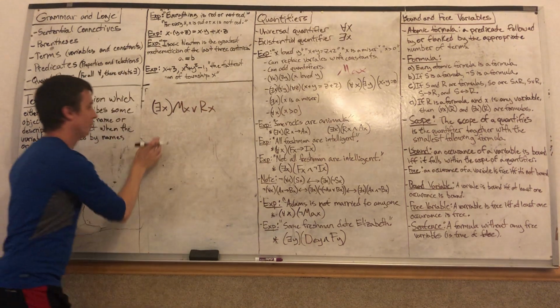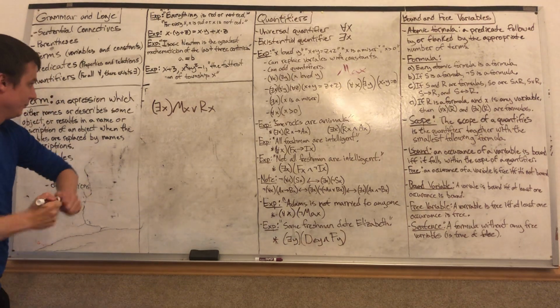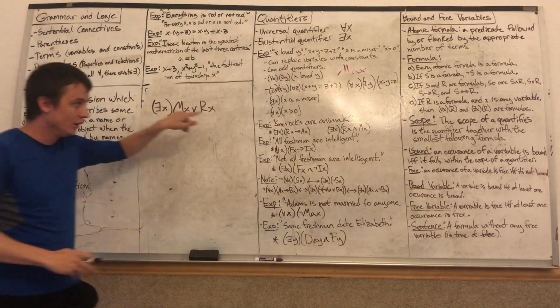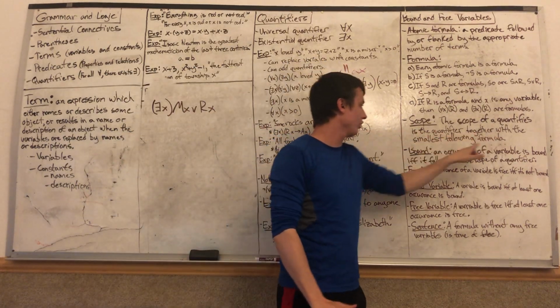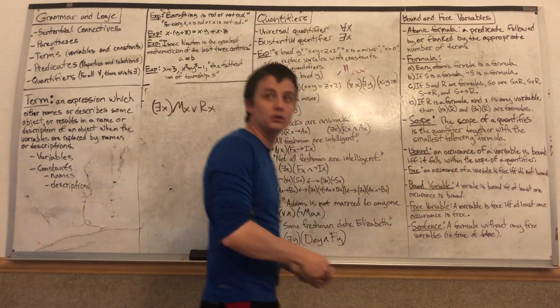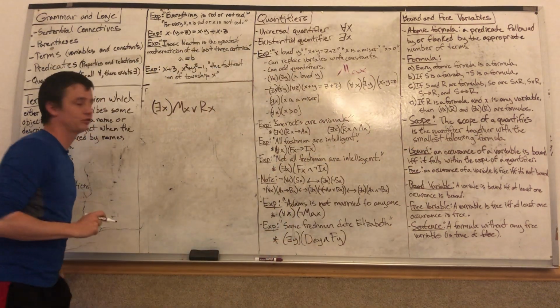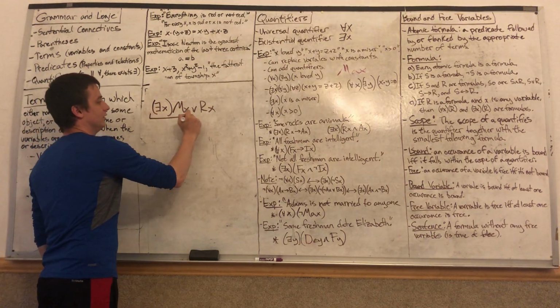Okay, so we'll look at this to understand the scope of a formula, or the scope of a quantifier. So the scope of a quantifier is the quantifier together with the smallest following formula. Why is it called the scope? The scope, it's what its reach applies to. So its reach applies to this. So its scope is this.